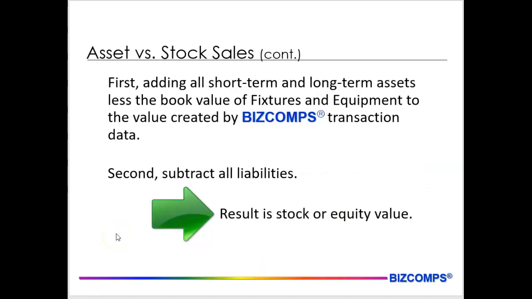The process is actually pretty simple. First, you add all long-term and short-term assets other than the furniture, fixtures, and equipment, because that's already included in the value. And you add inventory because inventory is not included in that value. So you're going to add inventory, accounts receivable, and all long-term assets, and then the second step is you deduct the liabilities, including accounts payable and other liabilities. The result then is a stock or equity value. So it's a pretty simple process.